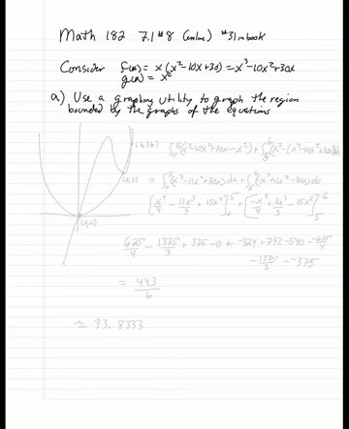So it says consider f of x equals x times (x squared minus 10x plus 30). Then I went a step further and said, well, equals x cubed minus 10x squared plus 30x, and g of x equals x squared. So A, use a graphing utility to graph the region bounded by the graphs of these equations.